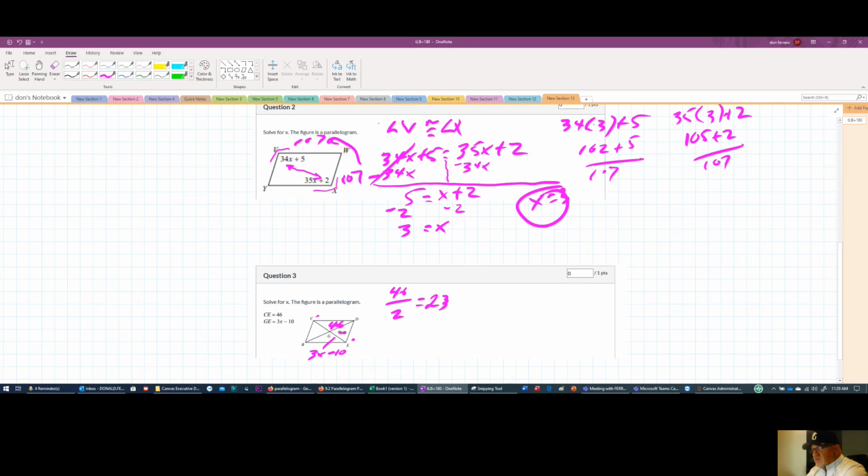Okay. So this portion of the diagonal or is bisected, that's 23. And this portion is also 23. So now we know that 3x minus 10 equals 23. Okay. So I've got 3x minus 10 equals 23. And I add 10 here, and I add 10 here.